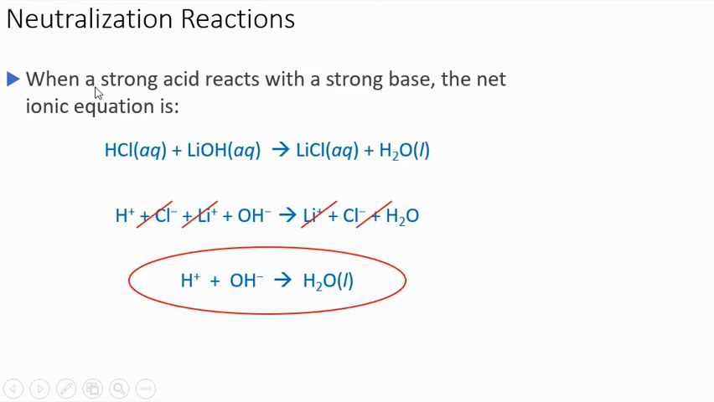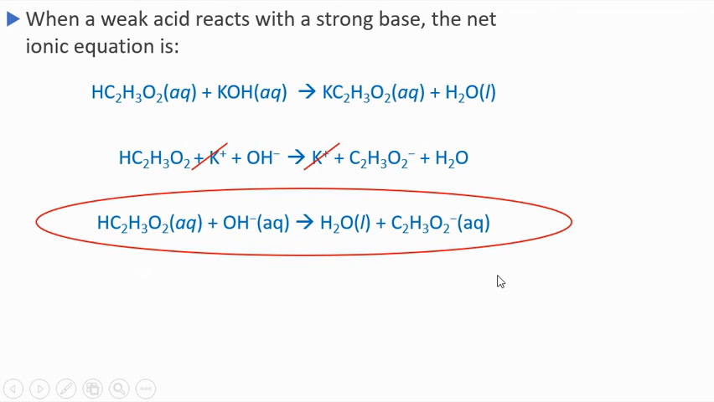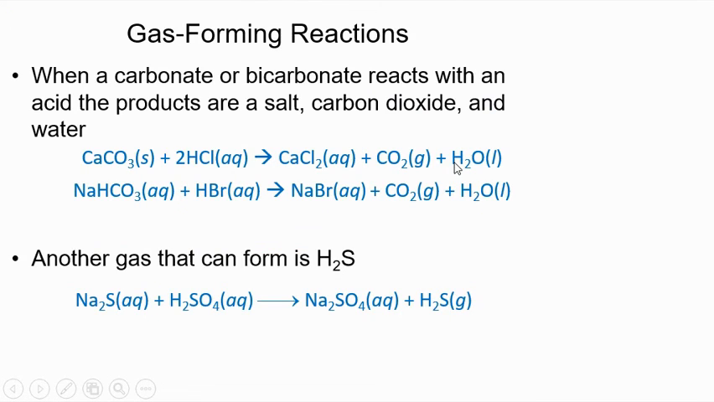When strong acids react with a strong base, this is the equation that you essentially end up with, where you're forming water. Okay, weak acids, strong bases here. Your potassium will cancel out. You're going to leave your acetate ion here, and water will be formed as well.